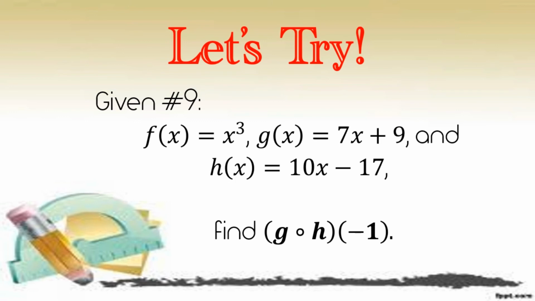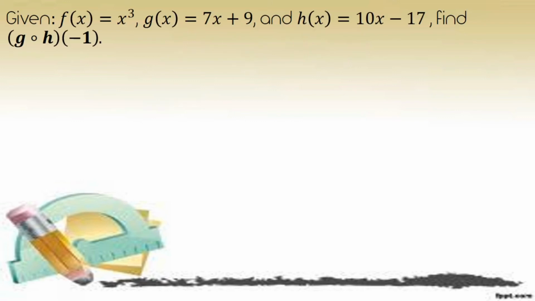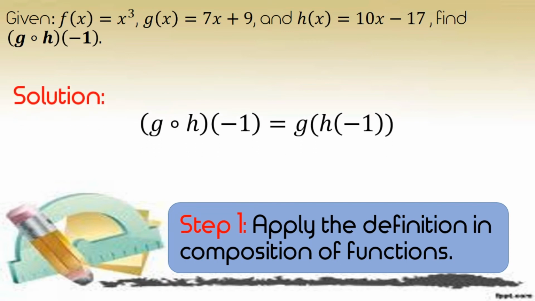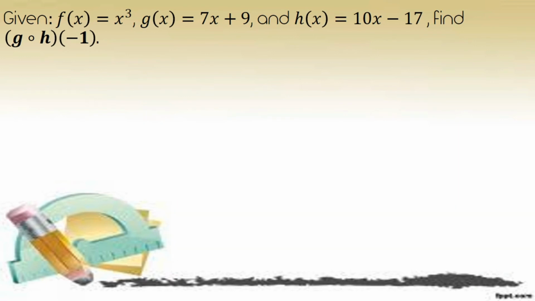And for our last example, we have the given f of x is equal to x cubed, g of x is equal to 7x plus 9, and h of x is equal to 10x minus 17. We have to find g of h of negative 1. The first thing we're going to do is to apply the definition in composition of functions. So that is g of h of negative 1.